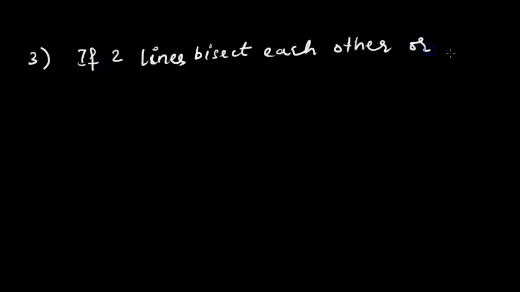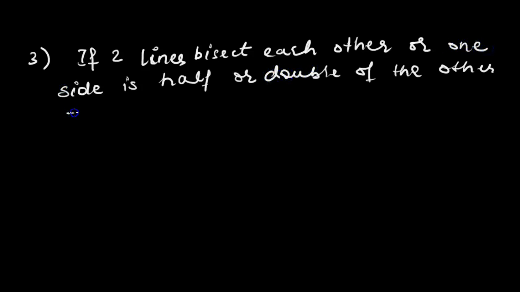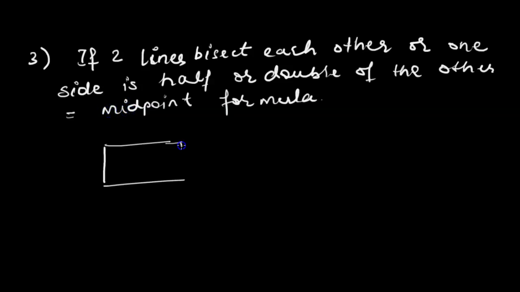Anywhere the question wants us to find out if two things or two lines bisect each other, or the question can be asked as one side is half of the other or double of the other, then we can use the midpoint formula. For example, if in a certain figure the question wants us to find out that the diagonals bisect each other. Bisecting means meeting in the middle of each other. So then we would have to find out the midpoint of each of the diagonals. If it's a common point, we can say yes, the diagonals bisect each other.